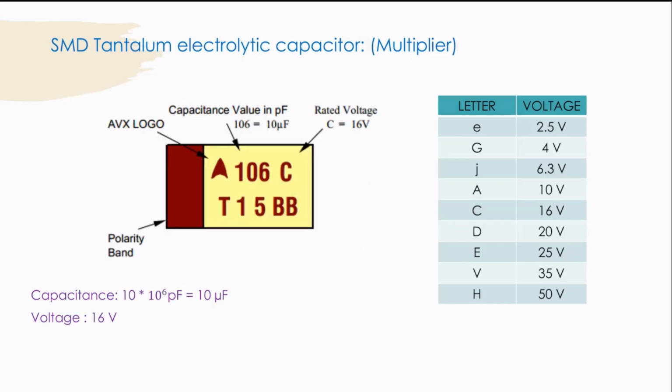Next is SMD tantalum electrolytic capacitor. This is the other type. So if you see here, the red strip over here represents the polarity of the band and this represents the logo, and here the 106 represents the value of the capacitance and the letter C represents the voltage. So finally the value of the capacitance is 10 into 10 to the power of 6 picofarad, which is equal to 10 microfarads, and the value of voltage is 16 volts since the letter is C.